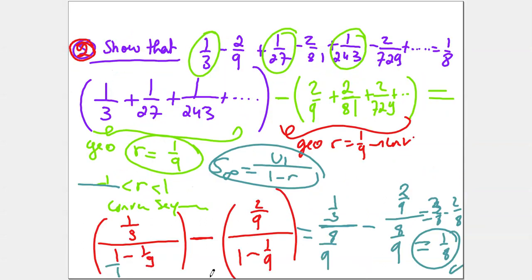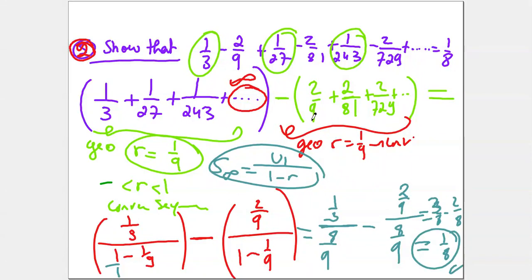The last example is the same idea. So I need to show that this sum is 1 over 8. If I combine those together, 1 over 3 plus 1 over 27 plus 1 over 243, this one represents a geometric sequence. Also, it's a sum to infinity, and the ratio is 1 over 9, which is between minus 1 and 1, so it means it's convergent. So what is the sum of a convergent sequence? It's u1 over 1 minus r. Excellent.